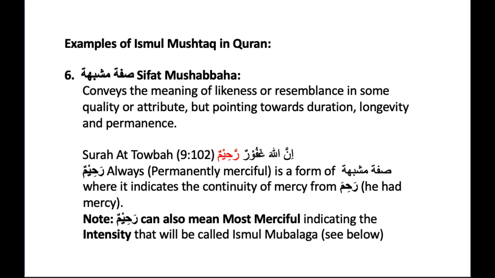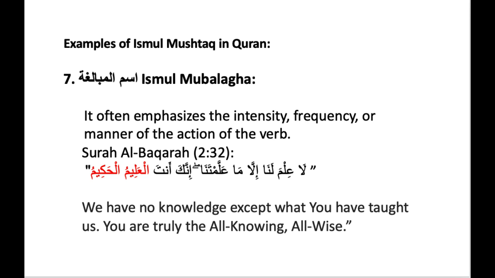Note, Rahimun can also mean most merciful, indicating the intensity that will be called Ismul Mubalagha. See below. Number 7, Ismul Mubalagha. It often emphasizes the intensity, frequency or manner of the action of the verb. Surah Baqarah, verse 32. La ilma lana illa ma'allamtana innaka antal alimul hakim. We have no knowledge except what you have taught us. You are truly the all-knowing, all-wise.